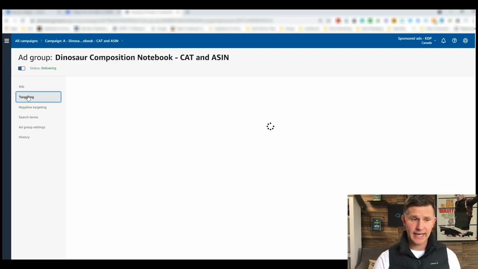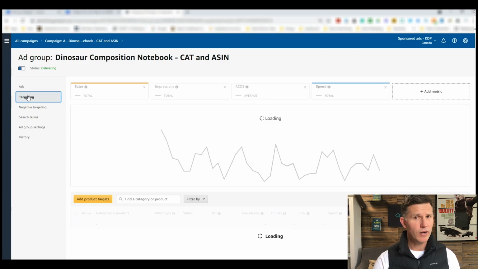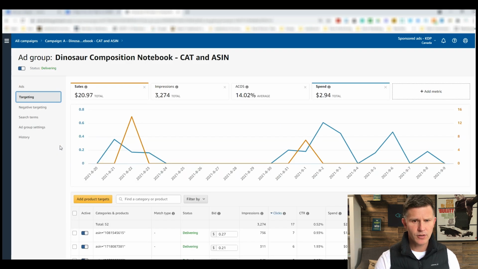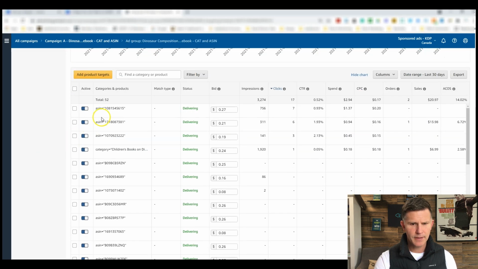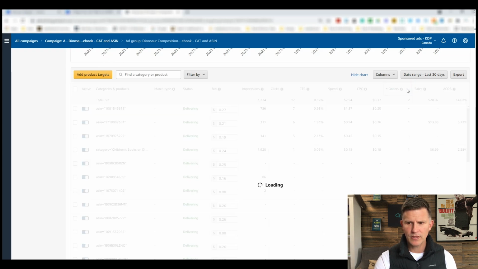First step, again, we go to targeting. What are those keywords we're targeting and how are they actually performing? So we're going into this now. You can see this, the blue line is the spend line. The orange line is the actual sales. So we go down here and we can see that this book just here. So we click on orders, click on it twice.